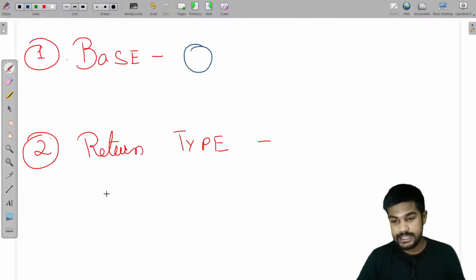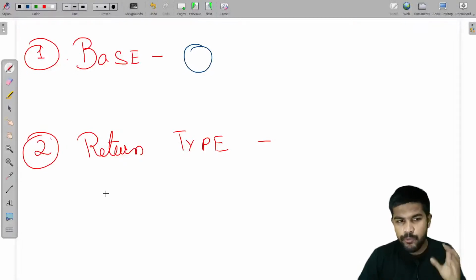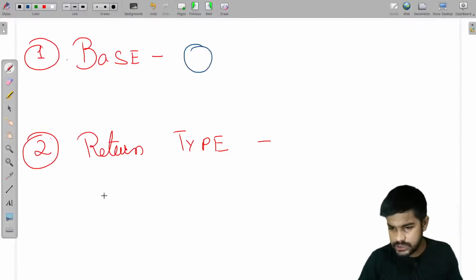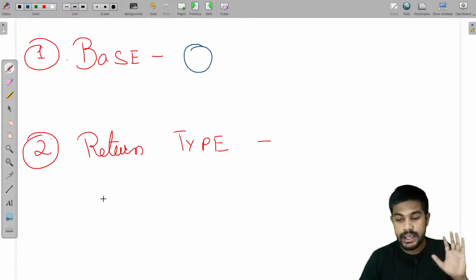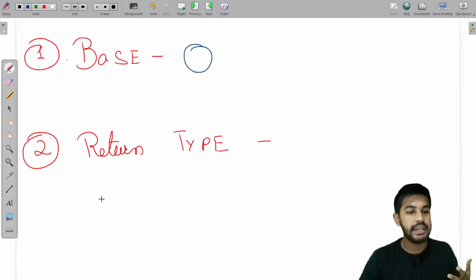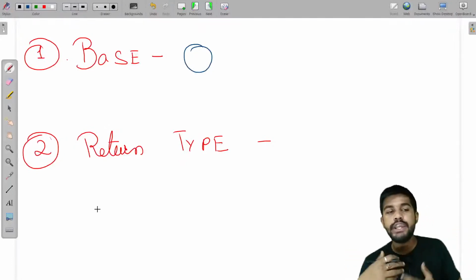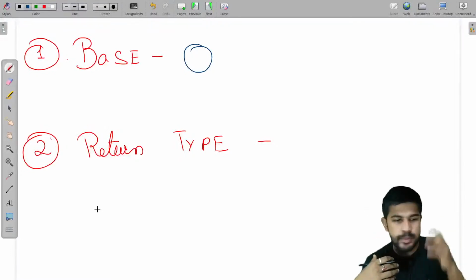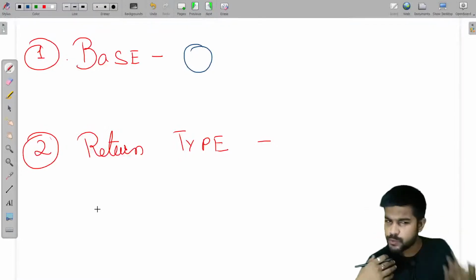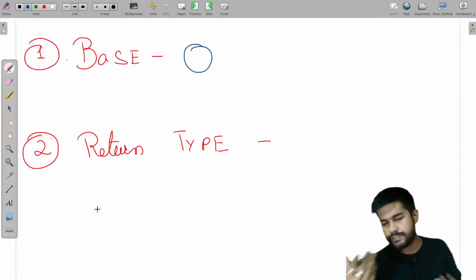Now the second thing, what we would be returning. The return type, we would be returning the minimum cost. So with the cost, how would it be? Would it be a string? We need to return the minimum cost. Minimum cost won't be a string, it won't be a float, it won't be a double. Minimum cost would definitely be an int or long int.